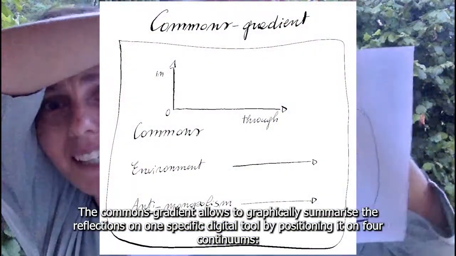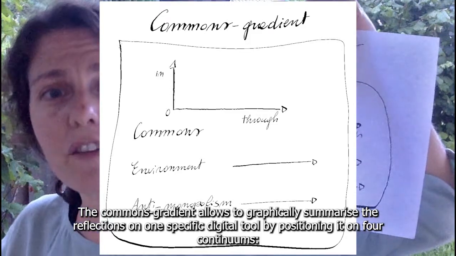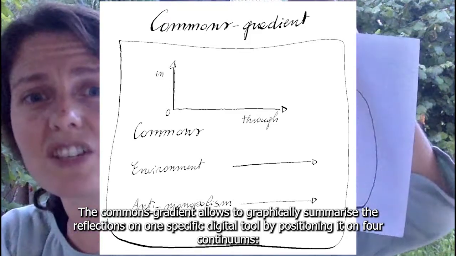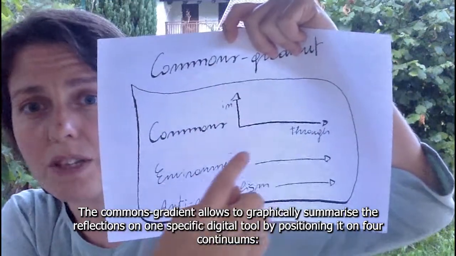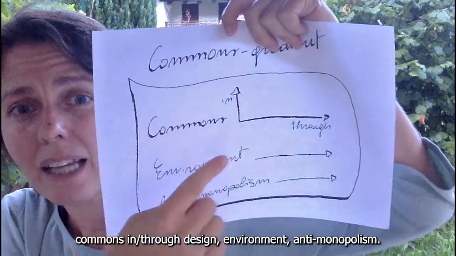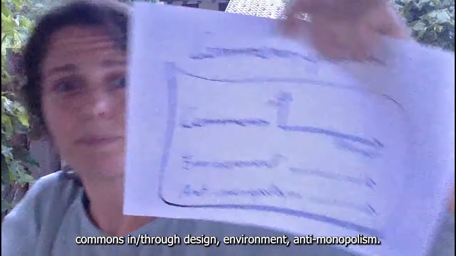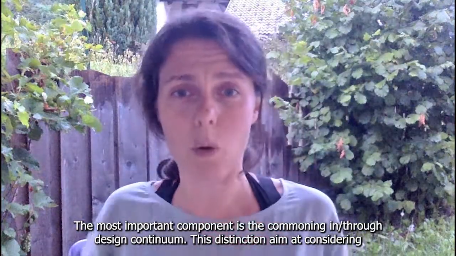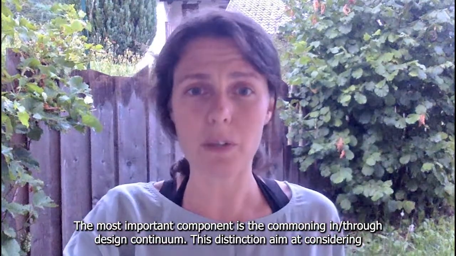The Commons Gradient allowed us to graphically summarize the reflection on one specific digital tool by positioning it on 4 continuums: commons in and through design, environmental sustainability, and anti-monopolism. The most important component is the commoning in and through design continuum.